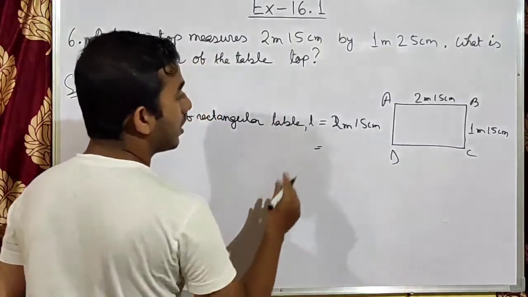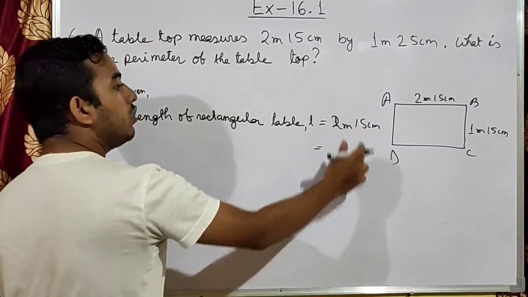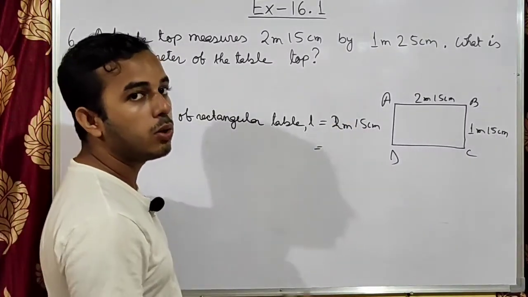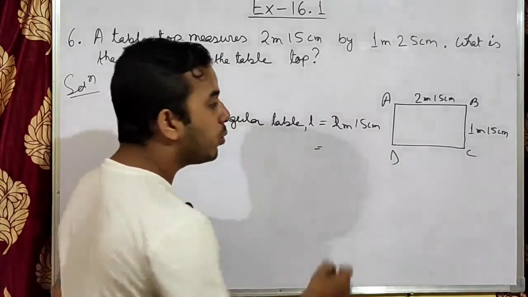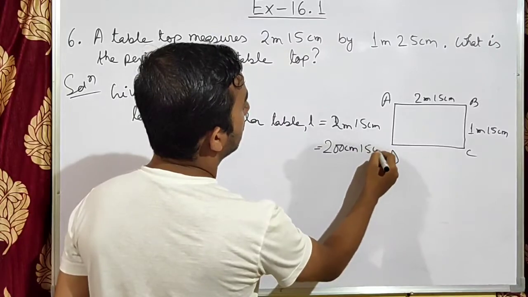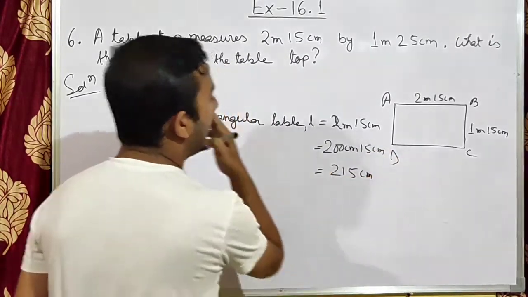Now there are two units, right? One is meter, another centimeter. Let's convert 2 meter into centimeter. 1 meter is how much? 1 meter is 100 centimeter. Then 2 meter will be 200 centimeter. That is 200 centimeter plus 15 centimeter means 215 centimeter. Clear?